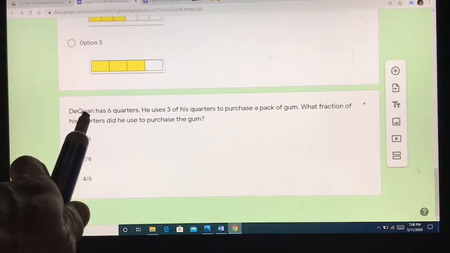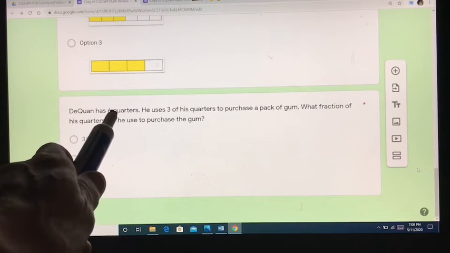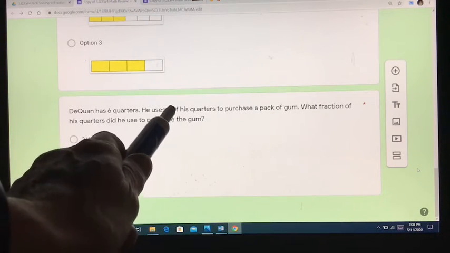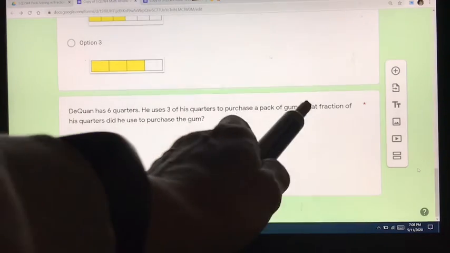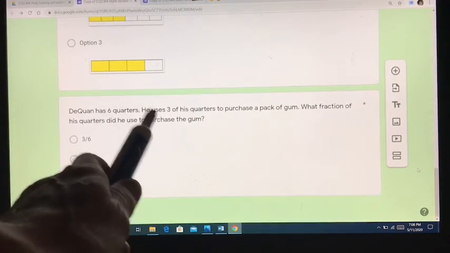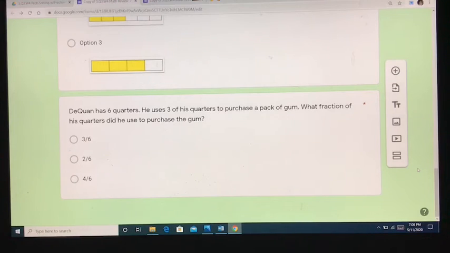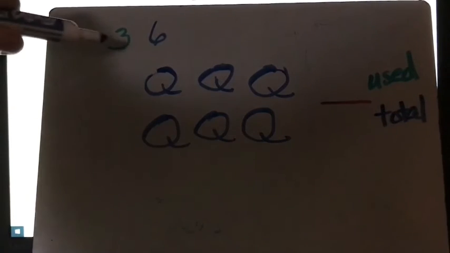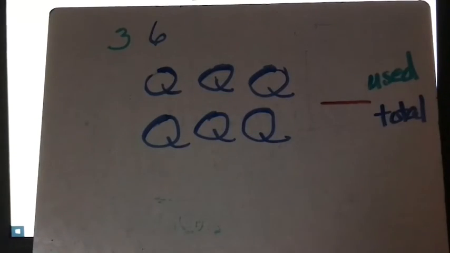And then I have to find out what I'm going to do with these. So I get a picture of 6 quarters, and then he uses 3 of them. What fraction of his quarters did he use? So I need a fraction. All my choices are in the form of a fraction, so all of them are a possibility. So let's look at our picture here. I put my 3 and 6 because those are my numbers I'm using.